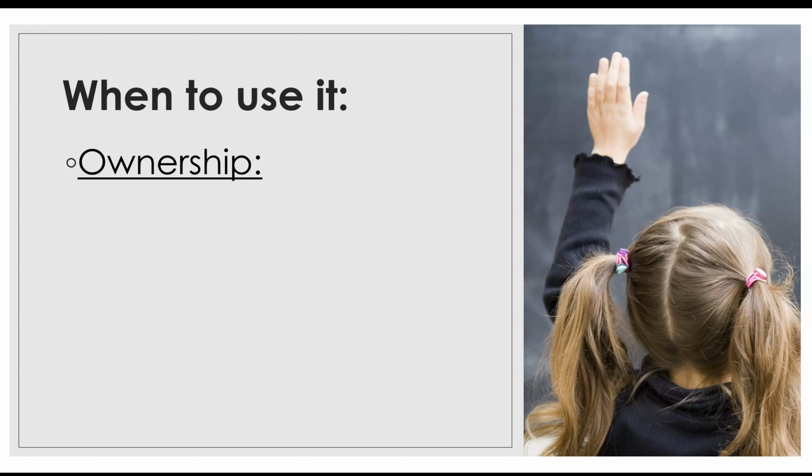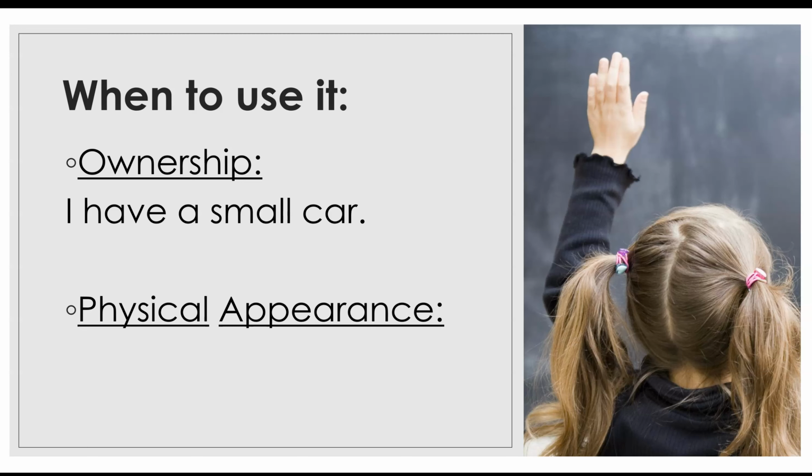We usually use it on two ideas. One is ownership. That means like I went to the store and I bought something, or this is a family member and they are part of my family. So I have a small car, or maybe family member. I have a brother.